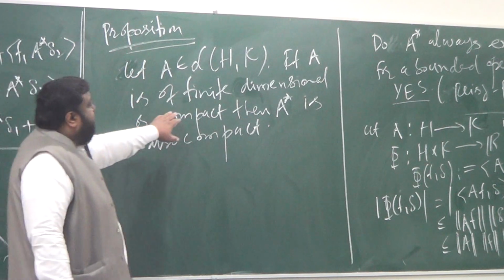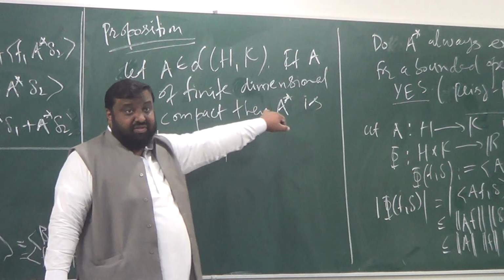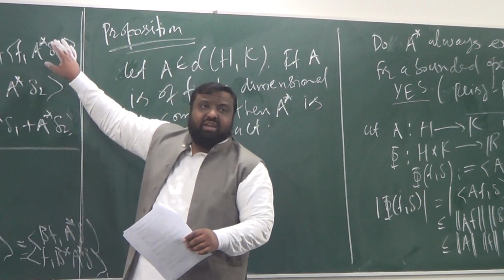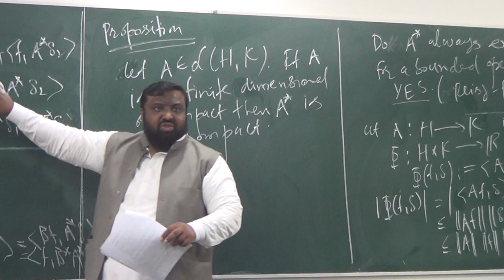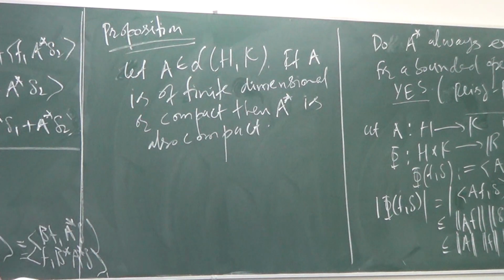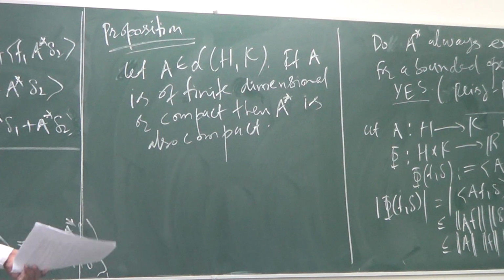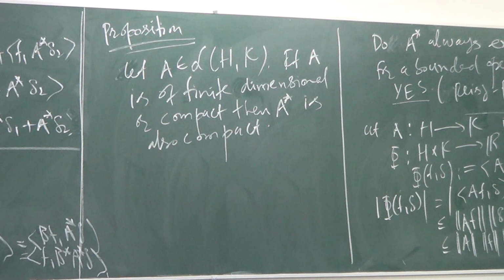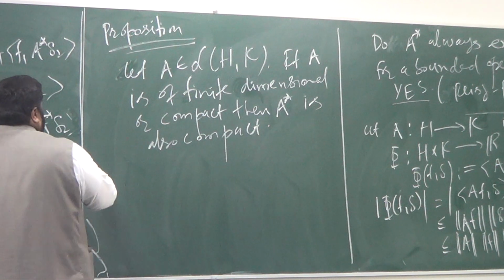As I'm saying, for the finite dimensional case, you have to do it for yourself. Because this would be like a matrix case actually, so it's not going to be much different. So it's an exercise: if an operator is finite dimensional, then A star must be finite dimensional or compact too. So what I would like to prove is that if A is compact, then A star is also compact. Why must this be the case?